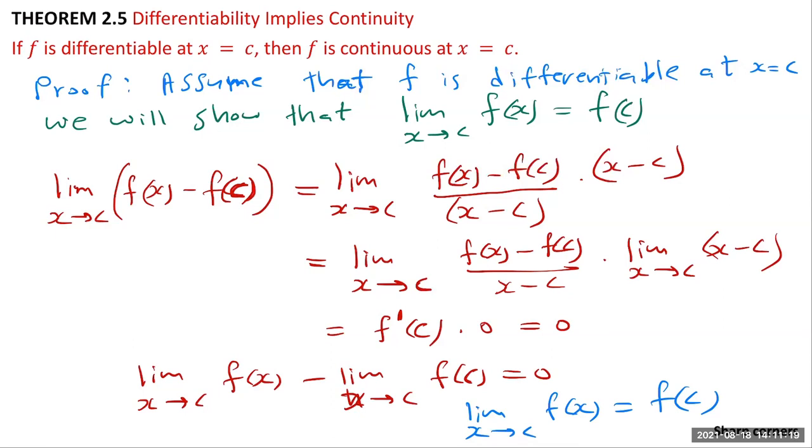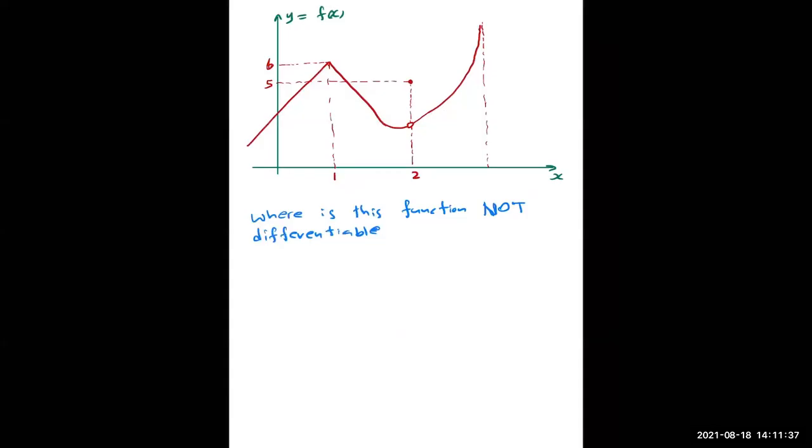Okay, we quickly write it. Continuous at x equal to c. This is the concluding statement. All right, let's move on. Let's look at this example. So you are given the graph of f of x this way. And here is the question: where is this function not differentiable?